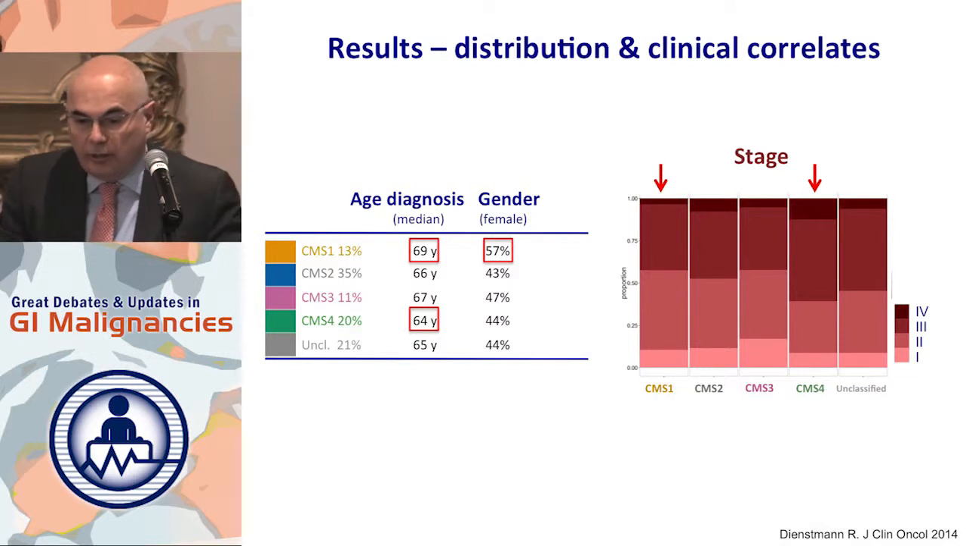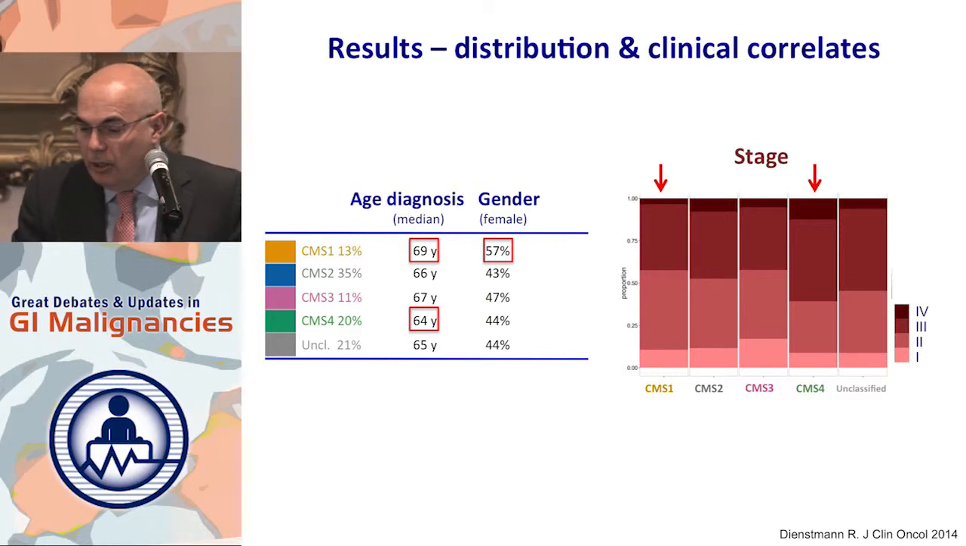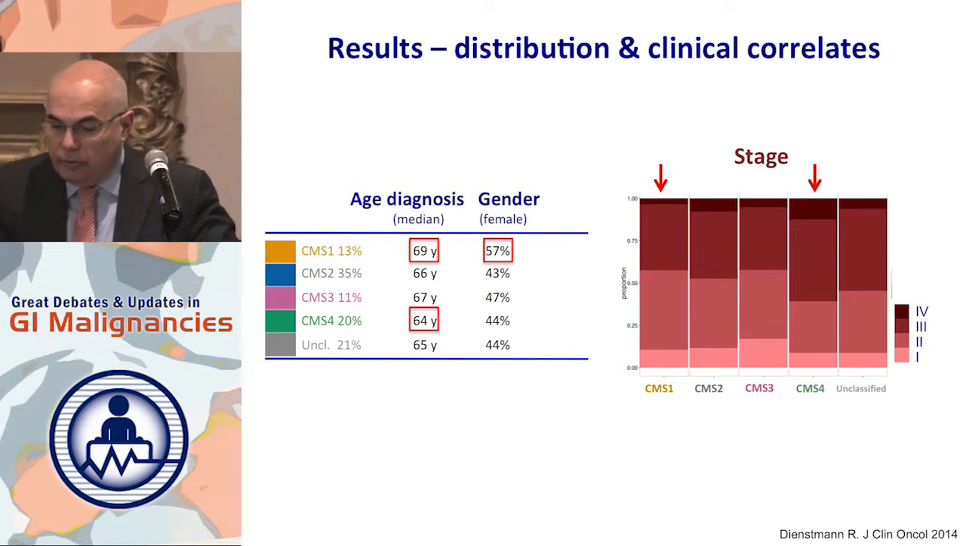Basically, the first thing that we have to relate is some clinical characteristics of these subtypes. For example, the MSI immune subtype, accounting for around 13% of the patients, the median age is a little bit higher compared to the others, and on the contrary, the mesenchymal subtype, number 4, the median age is a little bit lower.